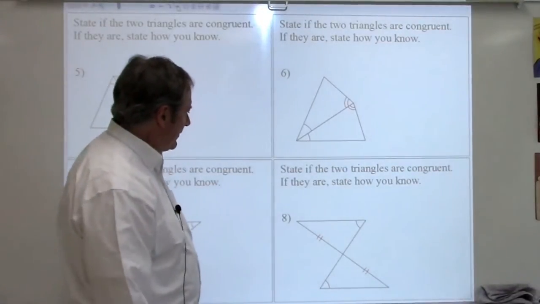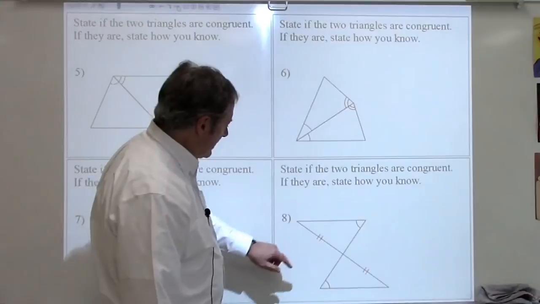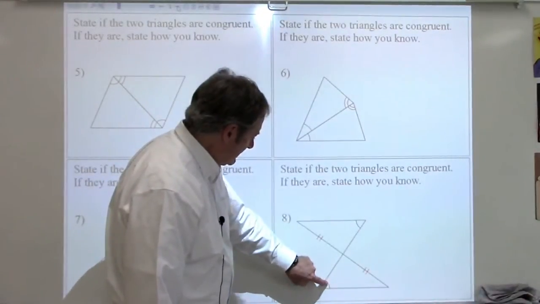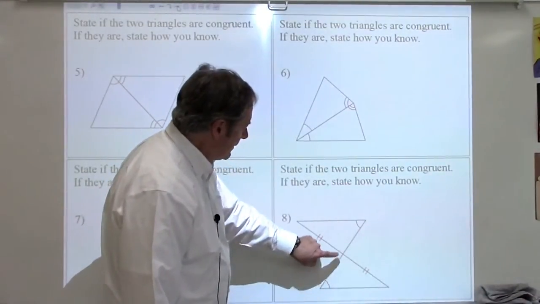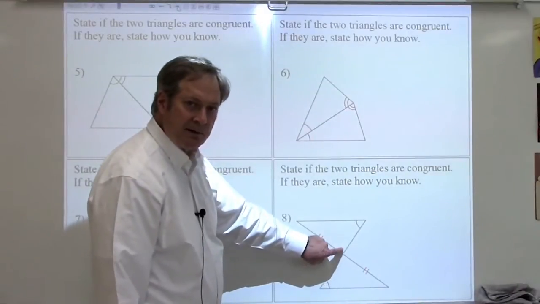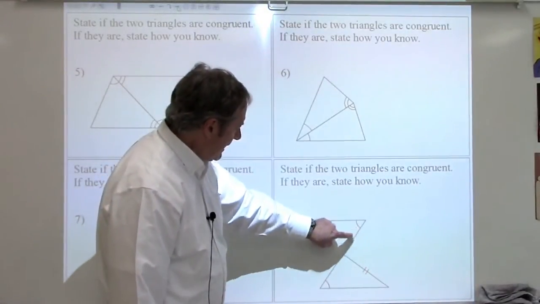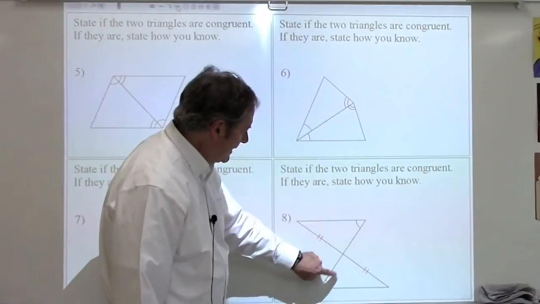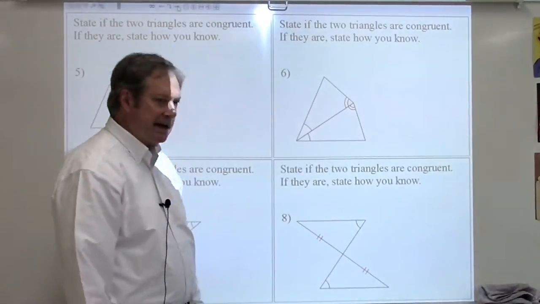Now, what do we have over here? It looks like we've got an angle, an angle. Ah, there's another angle here and here. They're vertical, aren't they? So we have angle, angle, side. AAS.